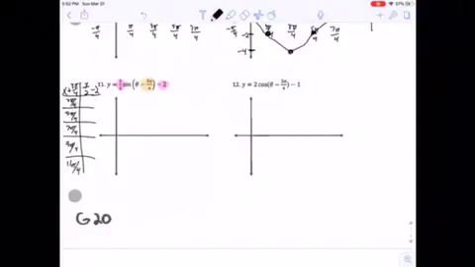Now, sine, you start at 0, so that means -2 to 1, -1.5, back to 0, -1, and then back to 0. Okay?